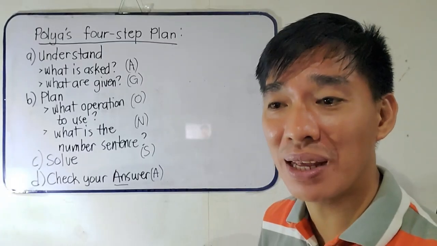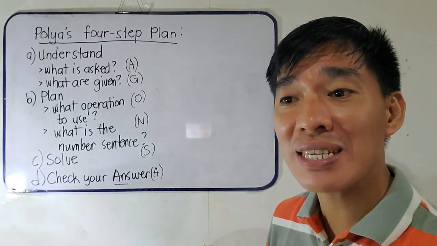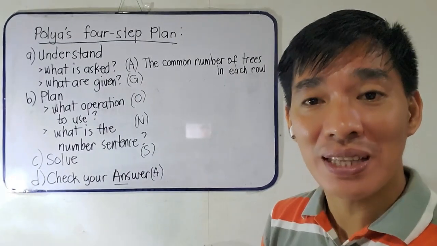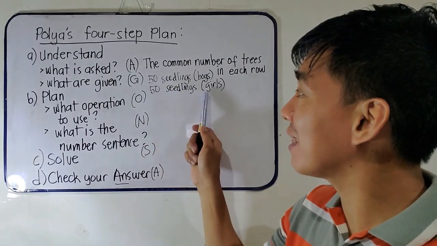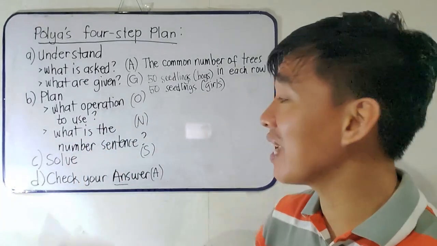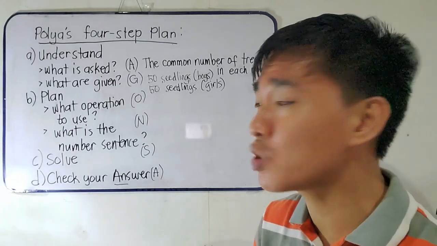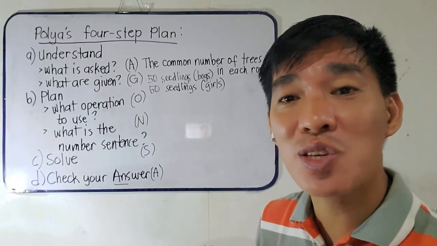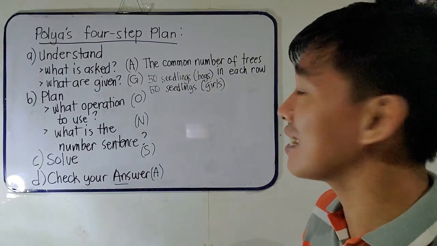In our problem, you are asked for the common number of trees in each row. That's it. And now, the given are 50 seedlings for boys and 30 seedlings for girls. For the operation to be used and the number sentence, we could not apply it for now, so the best thing that we have to do is to plan how we solve the problem, because you are only asked to get the common number of trees in each row.